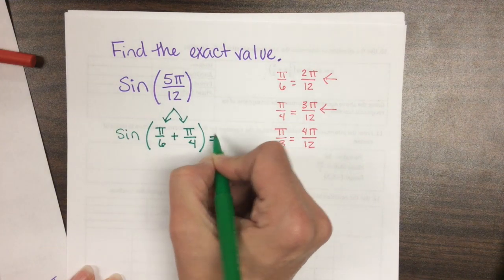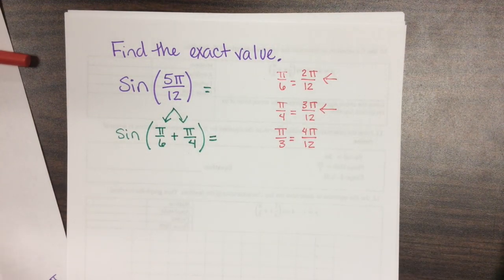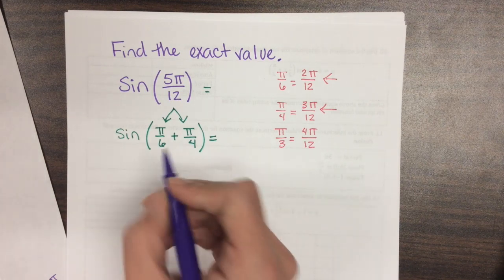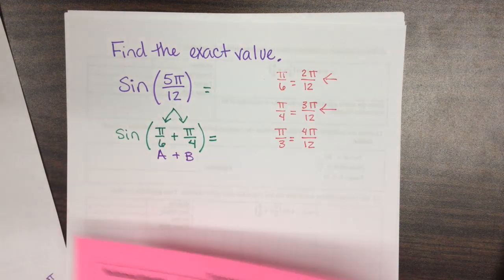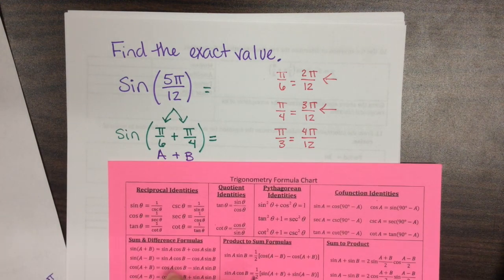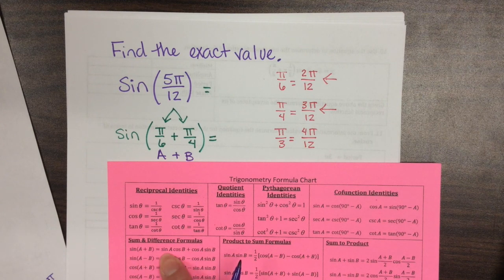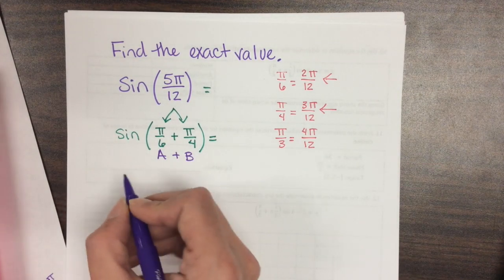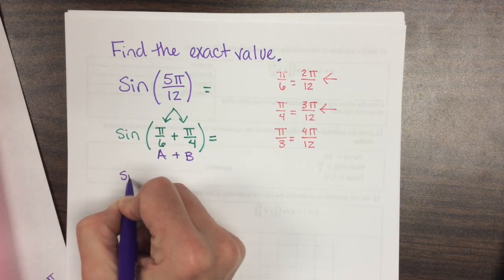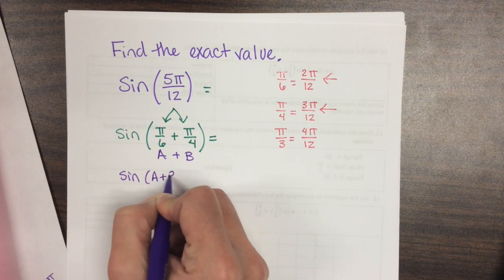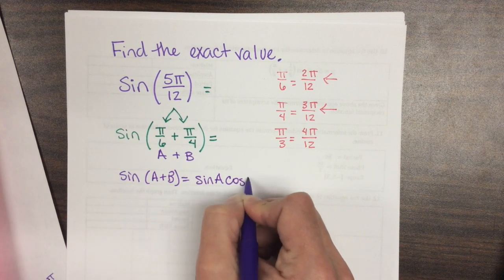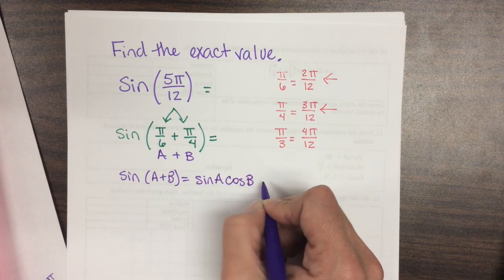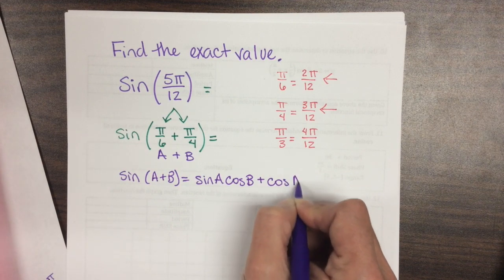All right, well, we have a formula. So let's go to our formula chart. Remember that this is A and this is B. So we know what A and B are. So let's write down our formula. I suggest that always. We have sine of A plus B right here. It equals sine A cosine B plus cosine A sine B. So sine of A plus B equals sine A cosine B plus cosine A sine B.